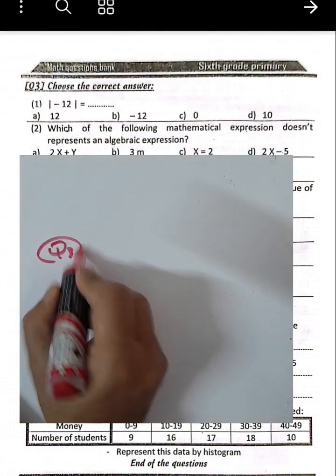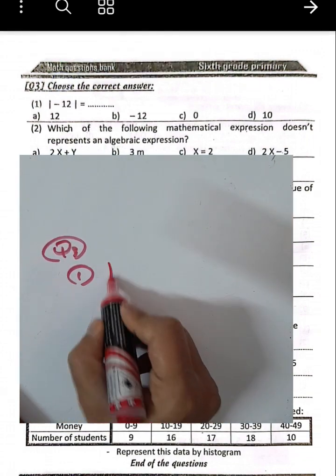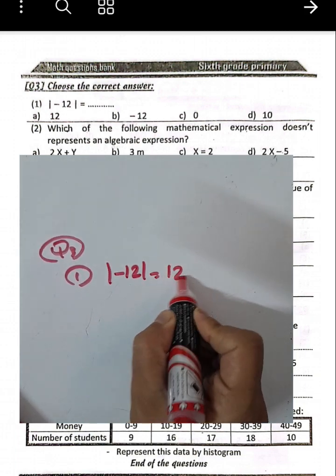Question number 3, number 1. The absolute value of negative 12 will be equal to 12.